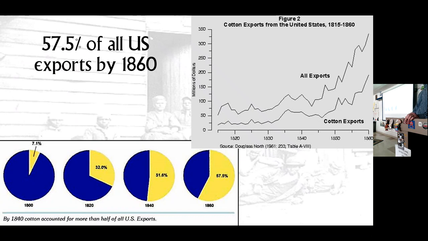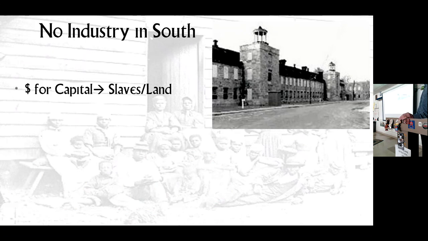Now, I know what you might be thinking. Wait a second, isn't Britain the anti-slavery country? Yes, but they have textile mills. And so with that, even though the cotton was there, there's going to be no industry in the South. The big money that's needed for capital, to buy the factories, went to slaves and land. This is the Tredegar Iron Works in Richmond. There were very few factories there. Extra money and wealth went to slaves and land.